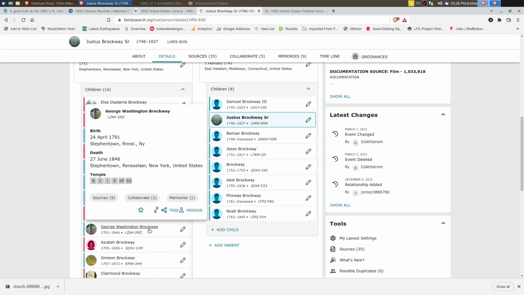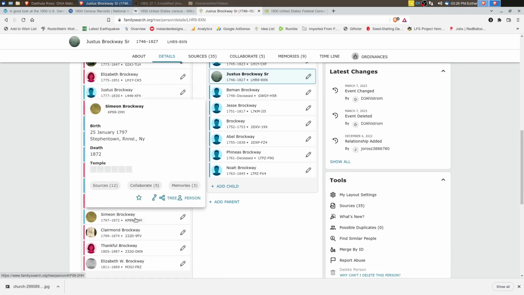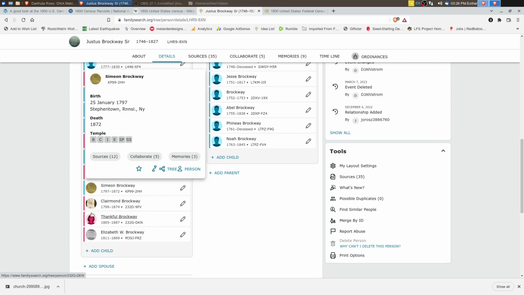And then as you're going through more of these families, you're seeing, okay, there's definitely some things here that could be cleaned up to know for sure. Like Simeon Brockway, we have a death year. Where did that come from? And we'd need to evaluate the sources a little bit better. And so on.